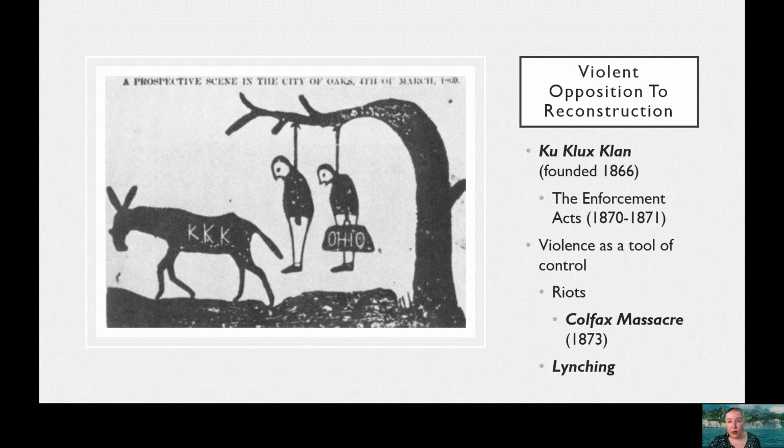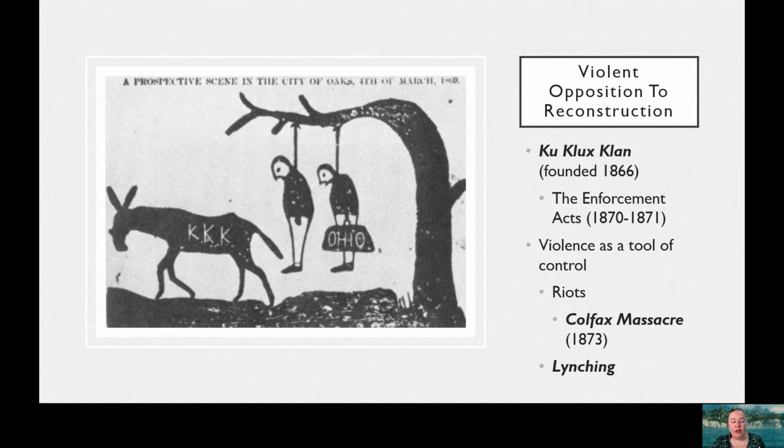Now, it's not just the Ku Klux Klan, but other individuals taking their interpretation of the law into their own hands that use violence. In particular, there are two different types of violence that are oftentimes used as a means of controlling a population. One method of violent control is riots.